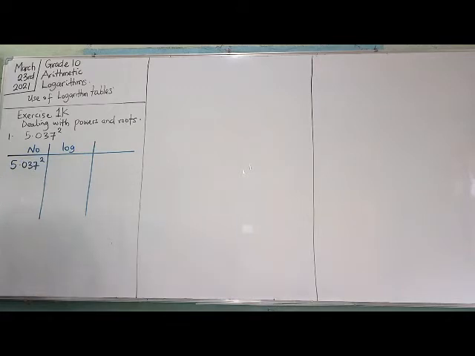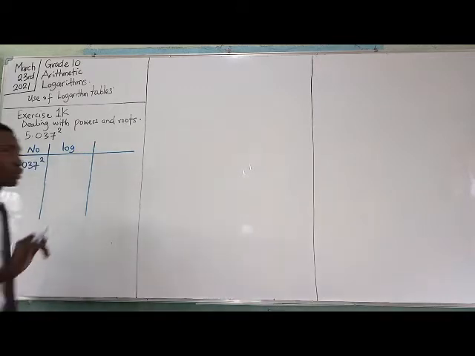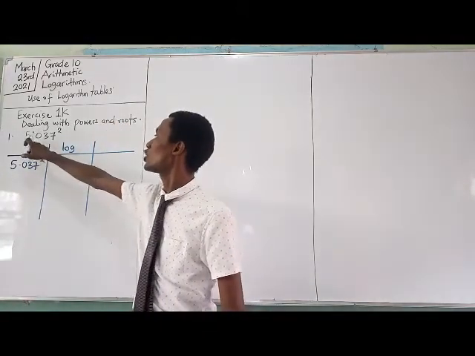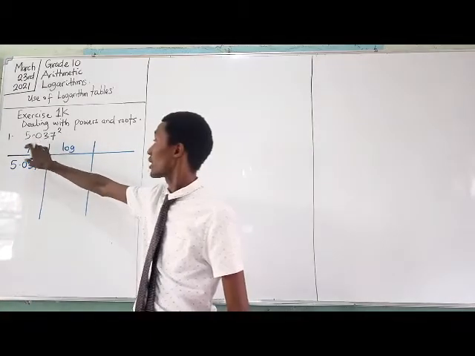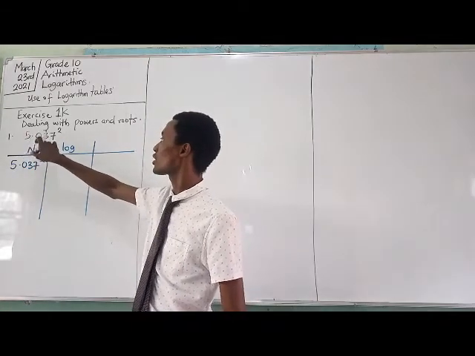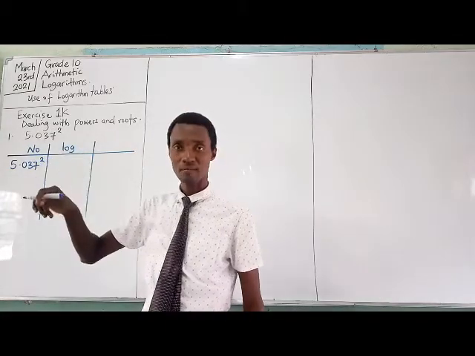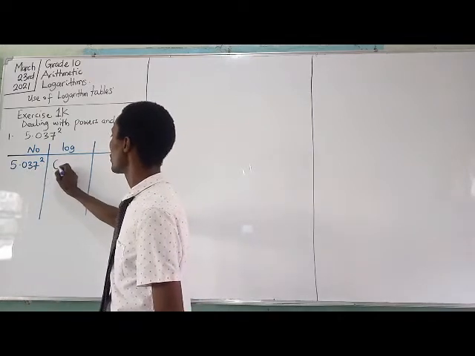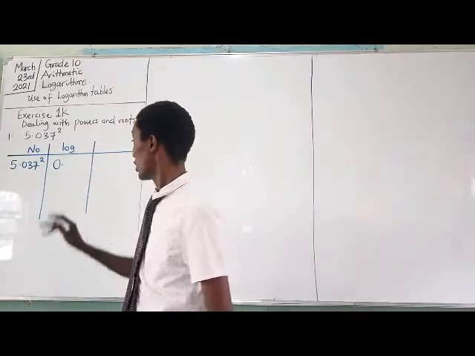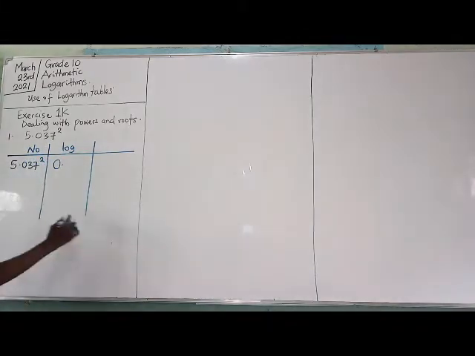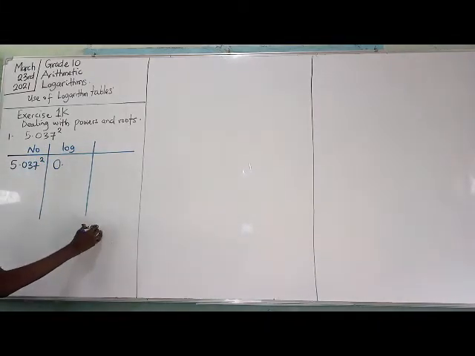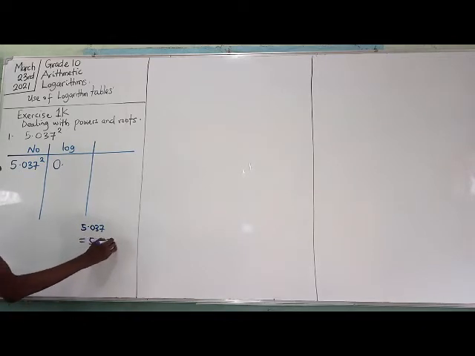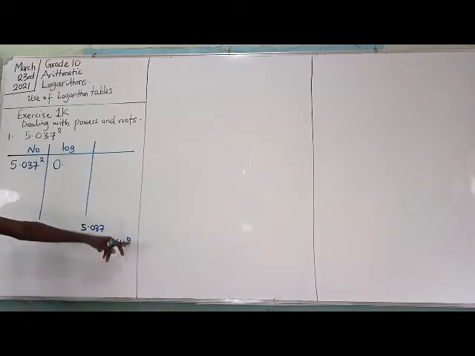5.037 raised to the power of 2. Now, you discover that the number is written as a unit decimal, is that not? This is a unit decimal. 5.037 is a unit decimal. So, what you do now is to write 0 here. Because if I write this number in standard form, it will mean times 10 raised to the power of 0. So this 0 is what I'm going to put here.